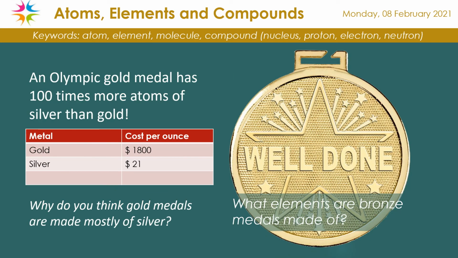I found it interesting to realize about gold medals when I researched this. The gold medals are made of silver, and the obvious reason is because look how much cheaper silver is than gold. Silver's $21 an ounce, and gold is $1,800 an ounce. So the way they make gold medals is they make them of silver, and they electroplate it with a really, really thin layer of 24 karat gold around the outside. And the bronze medals, there is no element of bronze, so it would be interesting for you to find out what bronze medals are actually made of.